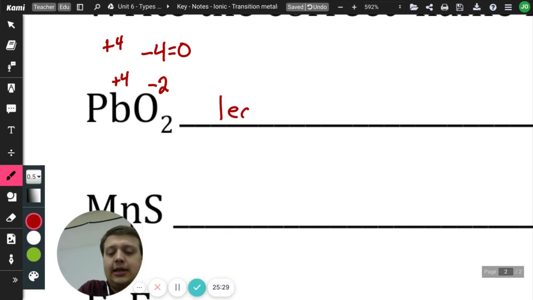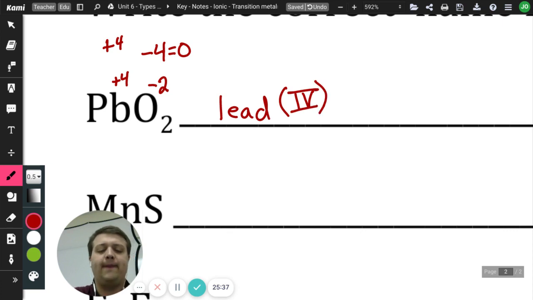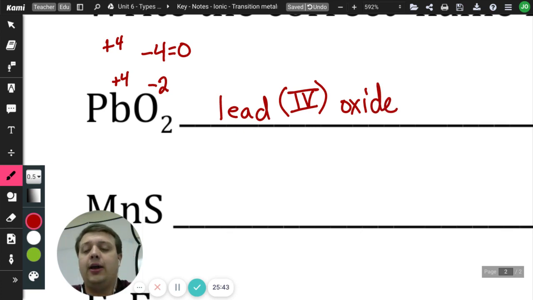So lead is lead. I now know its charge, so I can, in parentheses, put the Roman numeral for 4, IV. And then I have oxygen, which, remember, when we write the name for that nonmetal, for that anion, it's going to be changing its ending to "ide." So that would be lead(IV) oxide.